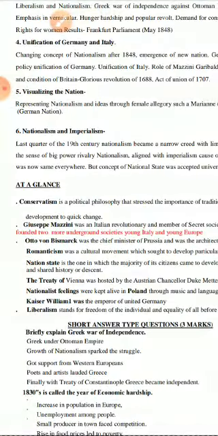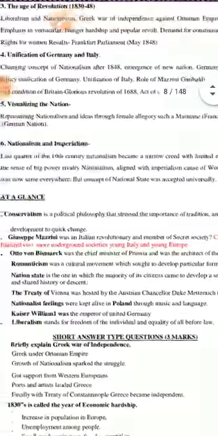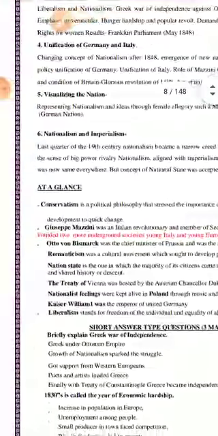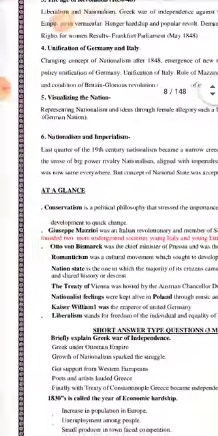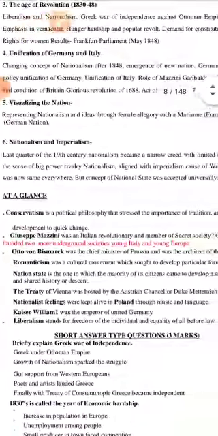Nationalist feelings were kept alive in Poland through music and language. Then Kaiser William First was the Emperor of United Germany. Liberalism stands for freedom of the individual and equality of all before law.